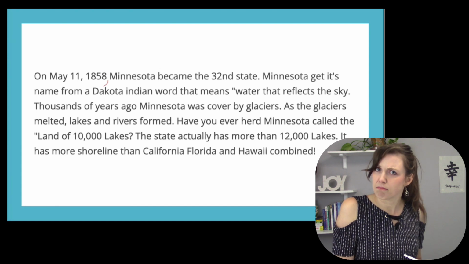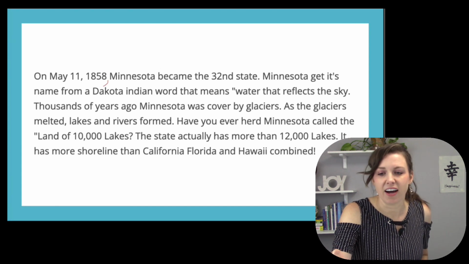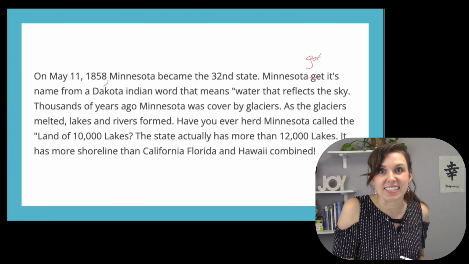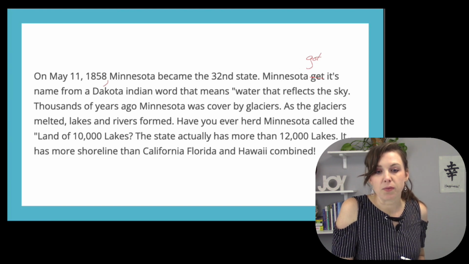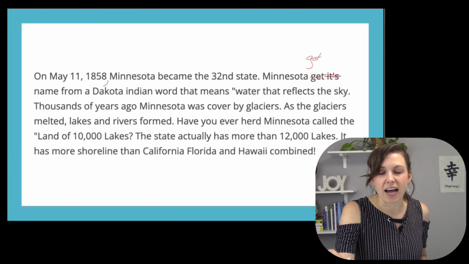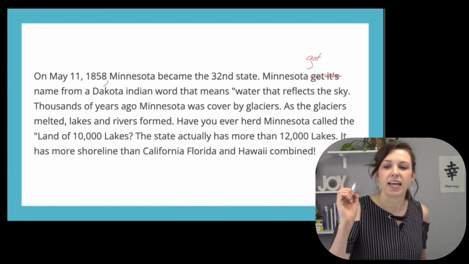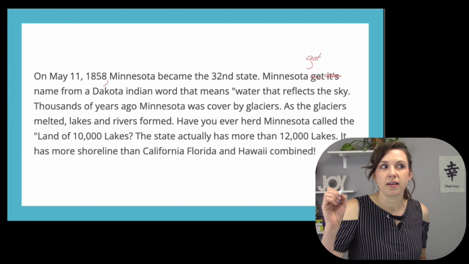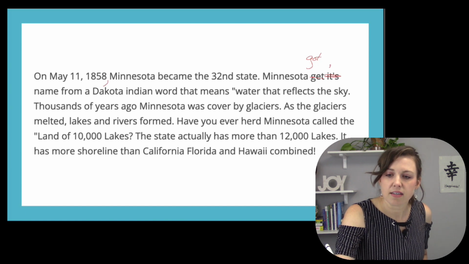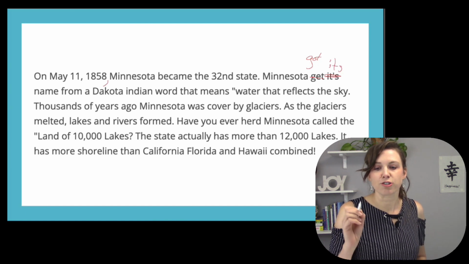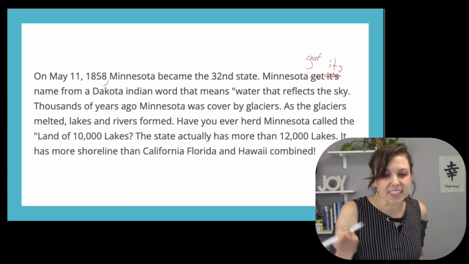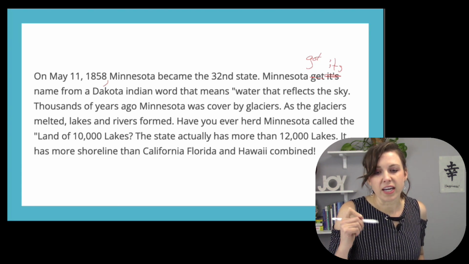Okay, Minnesota get its name. Does Minnesota get its name? No, Minnesota got its name, right? This is past tense. You could also say Minnesota gets with an S at the end, but we're gonna go with it like this. Now, it's right here should actually not be ITS. ITS is it, comma, or it is. So that's another contraction, it is. So it's in the possessive form is actually just ITS. So Minnesota got its name from a Dakota Indian word.